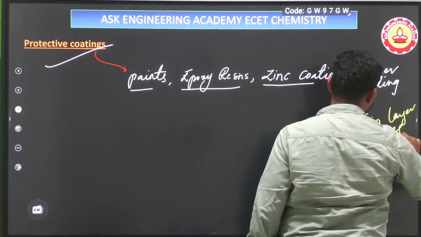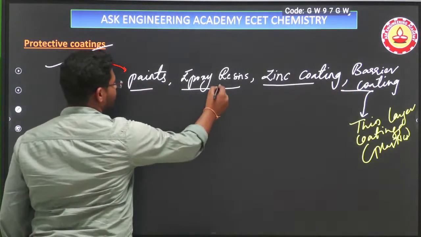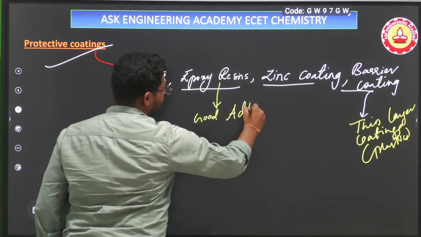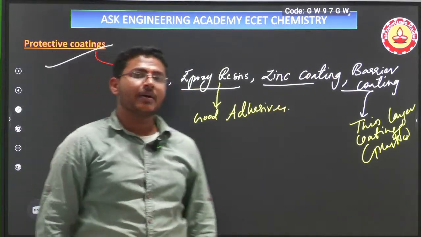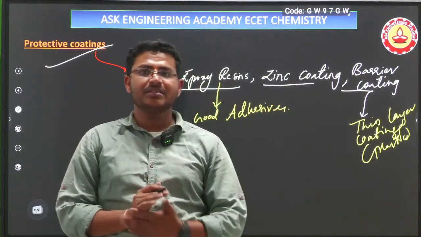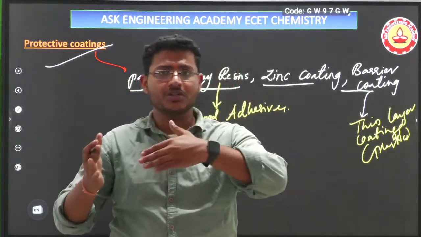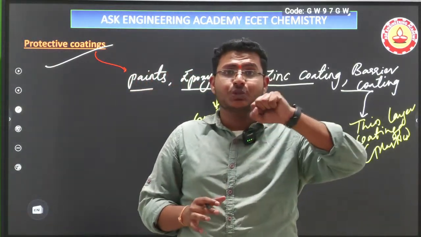Plastics. Now epoxy coatings are good adhesions, they act as good adhesives. Adhesives in the sense, when epoxy resin, these kinds of organic compounds, are used, especially in combination with paints, they act as good adhesives.